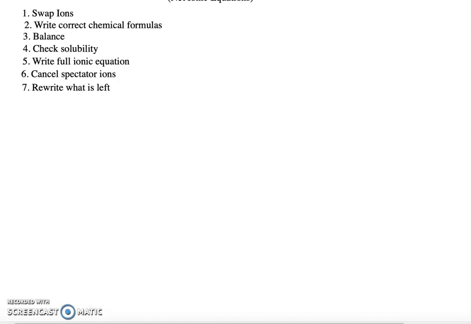There's one last example I want to look at, and I'm going to go through it kind of fast, but I want to do it because it shows a very important point that happens sometimes. So I want to look at NaNO3 plus Ag2SO4 gives me whatever product. So I'm going to go through the steps. I'm going to swap ions. And again, I don't write Ag2, I just write Ag. I write Na, I don't put any subscripts there. So I've swapped my ions.